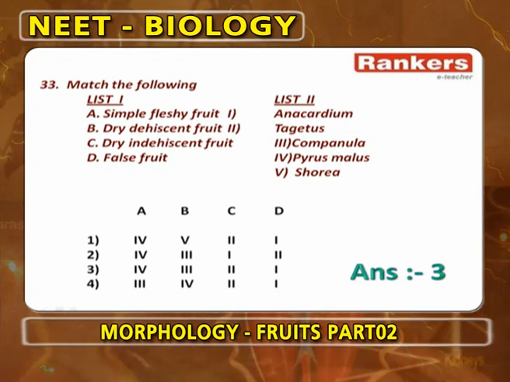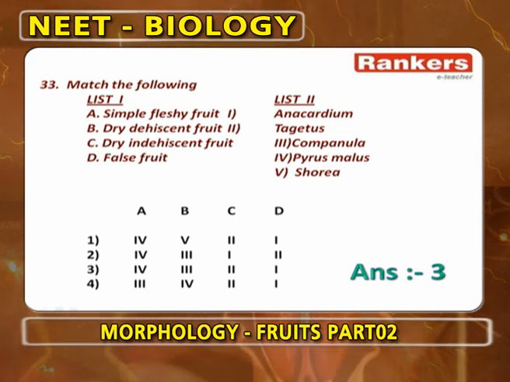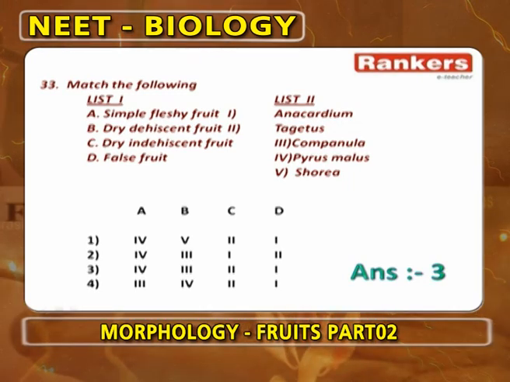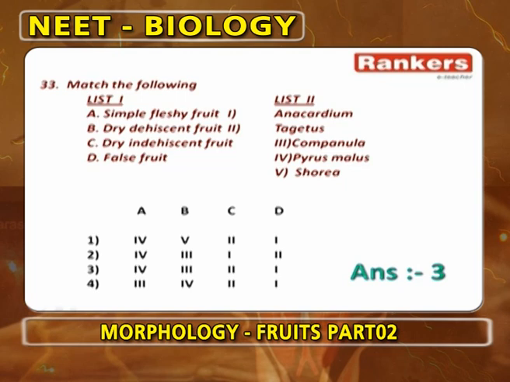So, simple fleshy fruit is Pyrus malus. Dry dehiscent fruit is Campanula. Dry indehiscent fruit is Tagetes. And false fruit is Anacardium occidentale. Answer is 3: A4, B3, C2, D1.